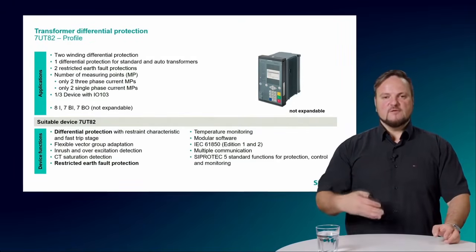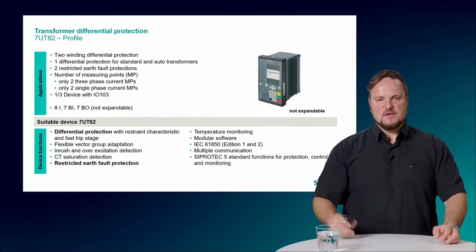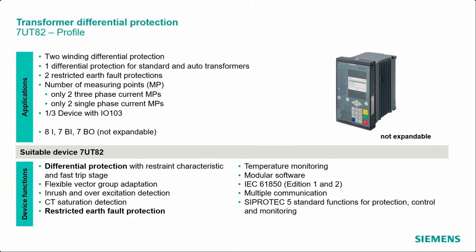So if you want to have voltage as well, then you have to go to the modular series, which is shown afterwards. The 7UT82 is suitable for differential protection. That means we have the restraint characteristic, the fast tripping stage, an unrestrained stage, flexible vector group adaptation, inrush and overexcitation detection, CT saturation detection, and we also support restricted earth fault. We also have temperature monitoring on board, IEC 61850 communication is possible, and so on and so on.